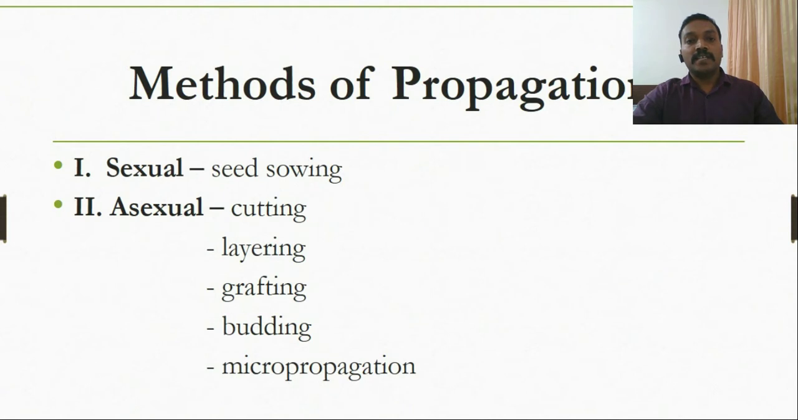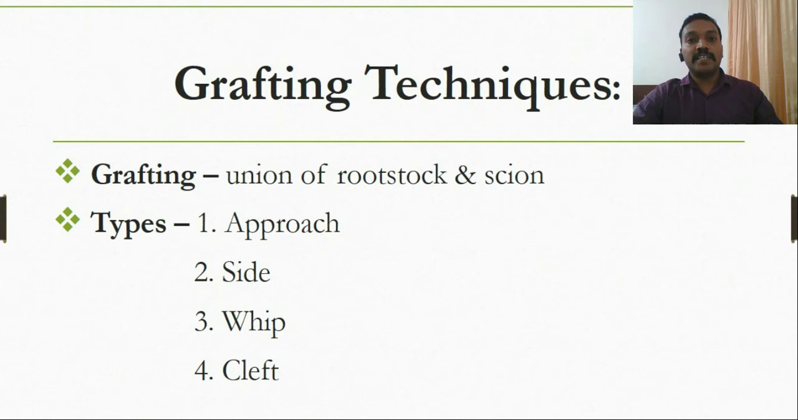And in the asexual propagation method, we will be studying in detail about the grafting technique. Grafting is one of the most successful methods available in the horticulture program, and it is also sometimes used in the forestry program. Grafting is nothing but the union of rootstock and scion. So two plants are united to form a single plant, that is known as the grafting technique.